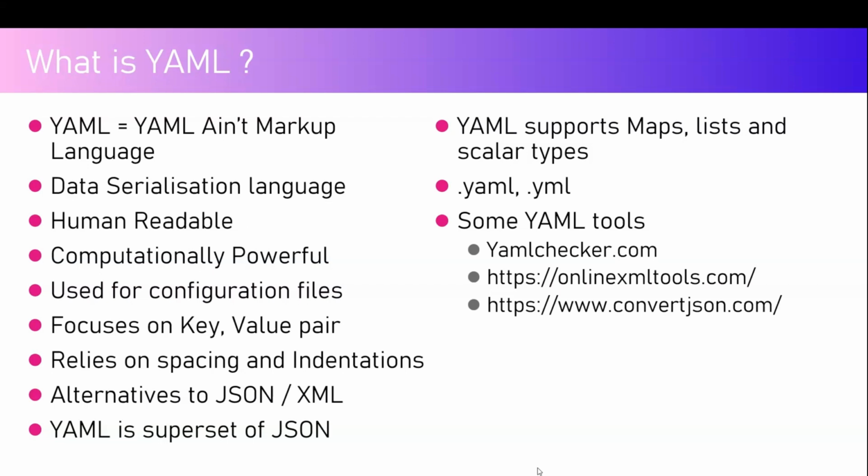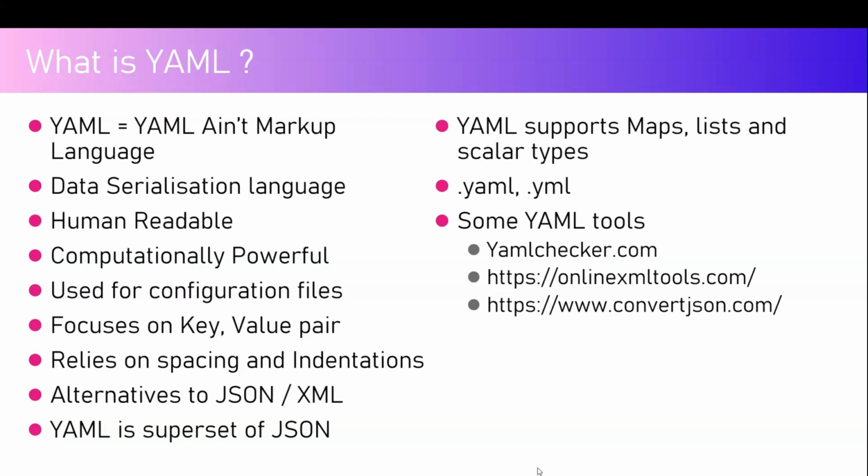YAML is a superset of JSON. It is kind of, I'd say, an alternative to JSON or XML, and it is widely gaining more popularity compared to JSON files. Now, YAML supports different scalar types. It supports maps, it supports lists, and the extension of the YAML file is .yaml or .yml.